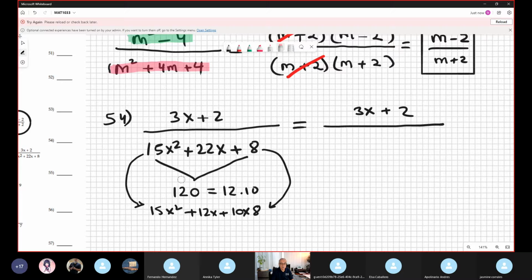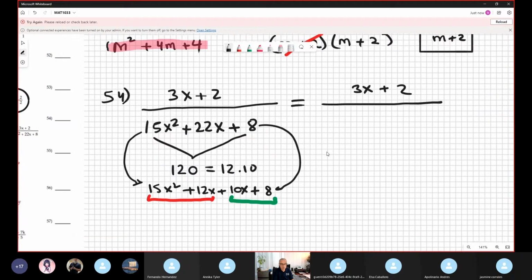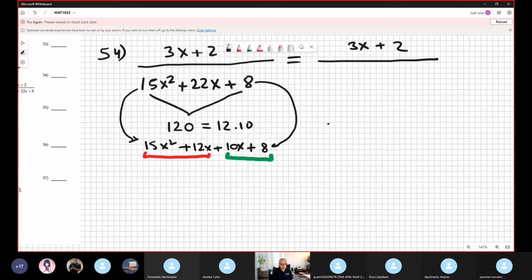The 8 comes from this. Now grouping, grouping. Red and green. The GCF was, I don't remember, 3, right? Yes. 3x plus 2, and then 5x plus, the GCF was 2, no? 5x plus 4. Cool, I like that.